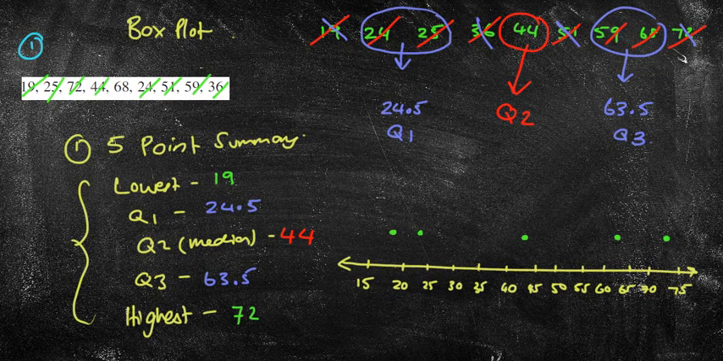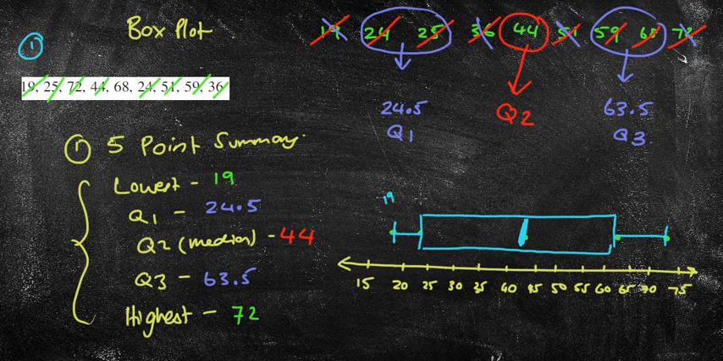And now it's a matter of joining the last two. They become our whiskers. And then drawing a box, as you can see. And then that middle dot just becomes a line, and that's always our median. So you can see that our lowest score is 19, our Q1 is 24.5, our median, which is that line in the middle of the box, is 44, then we've got 63.5, and then we've got our last one, 72.